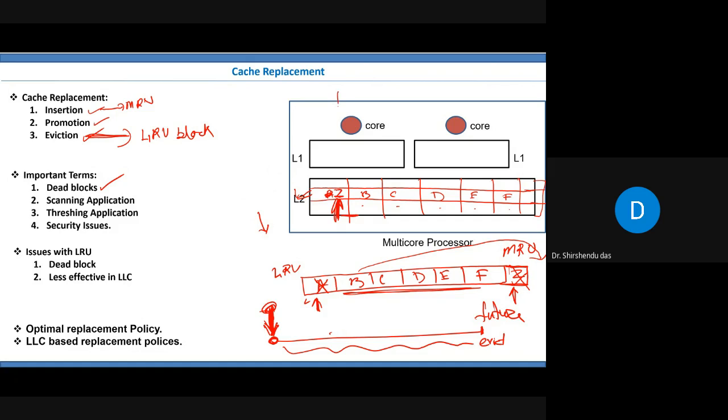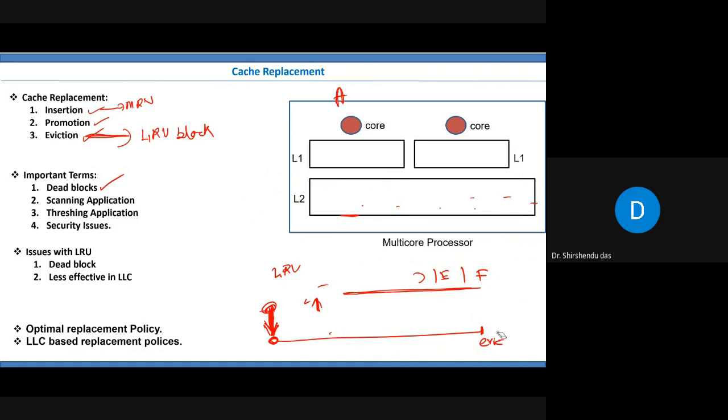Suppose there is an application running in this core, and every time it is requesting a new data. So it is not getting benefit from two types of principle of locality, at least not from temporal locality. Maybe it will get some benefit from spatial locality, but not from temporal locality. It means every time it is requesting a new data. Those types of applications are called scanning applications, and sometimes we also call them streaming applications, like live streaming applications.